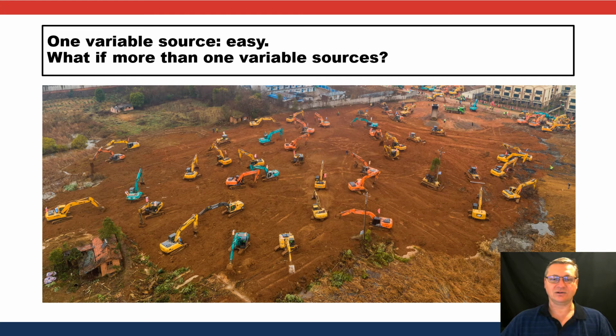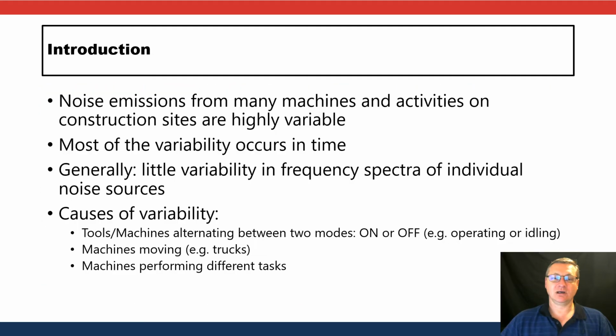Now, if you had one noise source which had different sound emissions at different times so that its noise emissions were variable, you could probably build a sophisticated model and try to predict all the different received noise levels at the receivers due to the variability of the noise emissions from that one source. But what if you had a construction site with lots of sources? Well, that wouldn't be quite so easy. So the fact is that the noise emissions from many machines and activities on construction sites are highly variable.